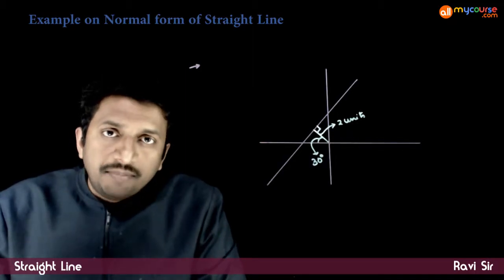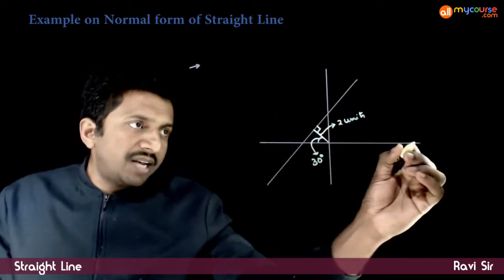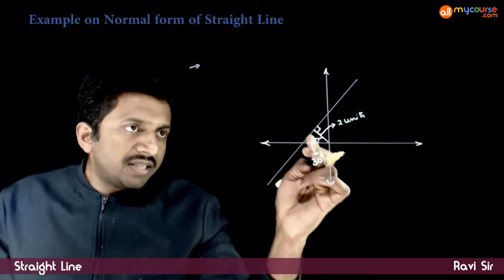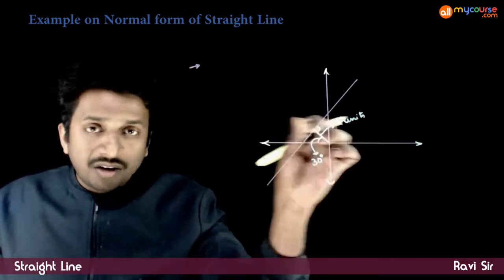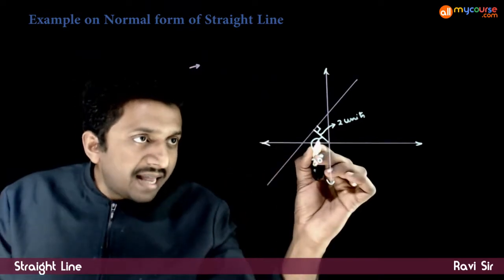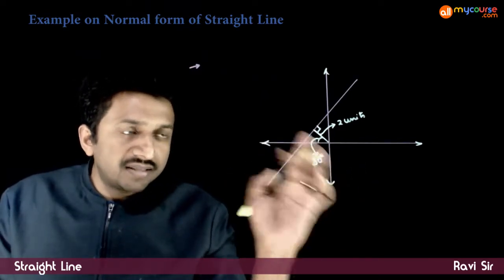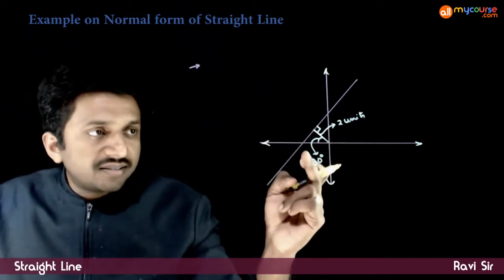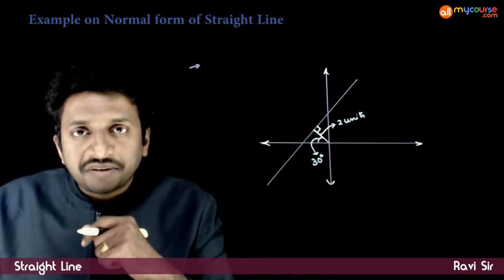So let us take an example. You're asked to find the equation of this line, which is at a distance of 2 units from origin, such that the angle made by this line with the negative direction of x-axis is 30 degrees. Now, what is the equation of this line?